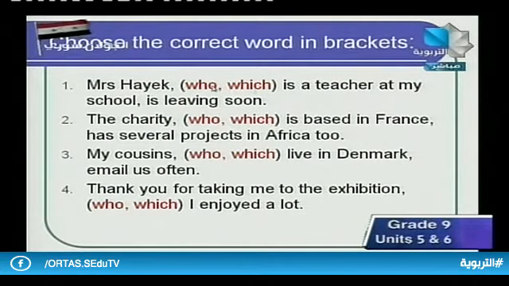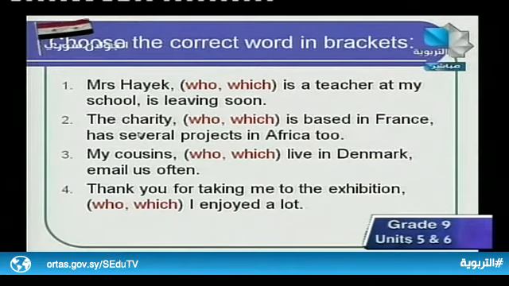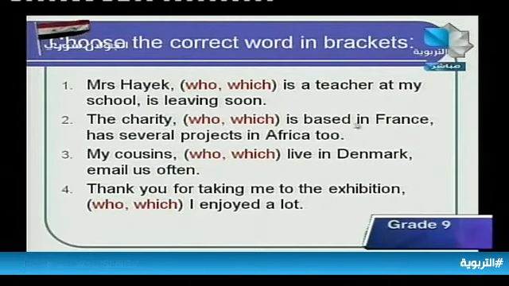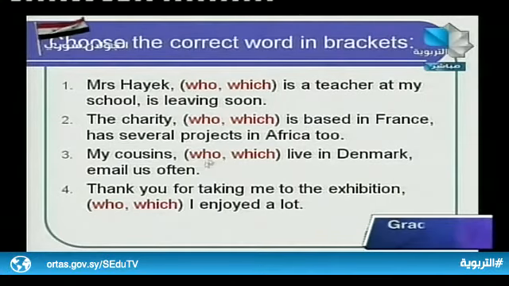Next. Another example. The charity who or which is based in France has several projects in Africa too. Here we are talking about the charity. The charity is not a person, it's a thing. We have to choose which. The charity which is based in France has several projects in Africa too. Number 3, my cousins who or which live in Denmark email us often. My cousins, person, so we have to put who instead of which. The correct one is who.